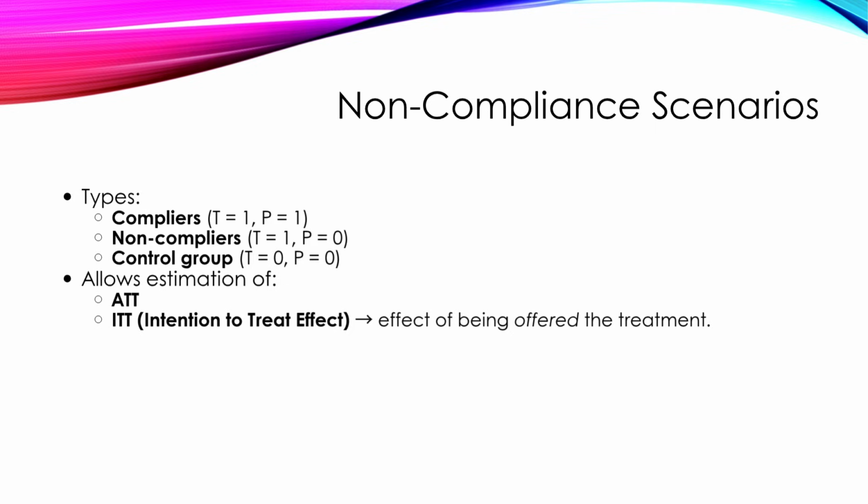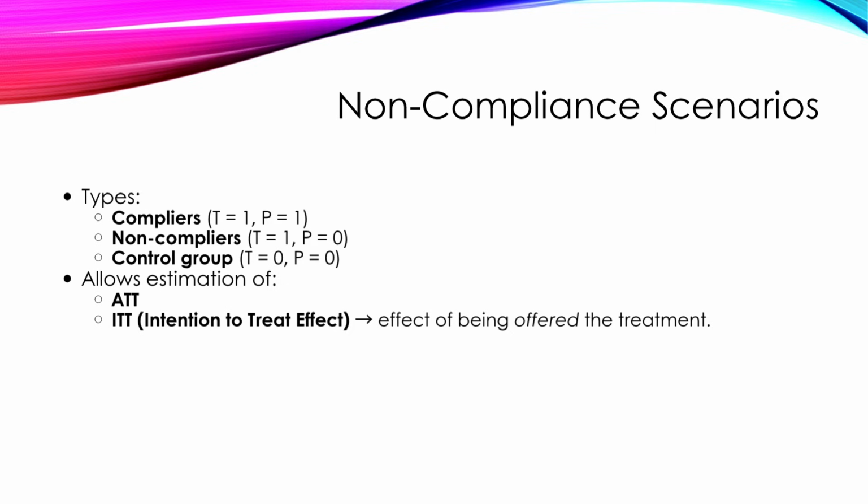Under random assignment, non-compliers in the treatment group, where T is equal to 1 but P is equal to 0, can proxy for the estimate of Y0 given that P is equal to 1, assuming their characteristics mirror compliers. And so we calculate the ATT as follows. The ATT is equal to the difference of Y given that T is equal to 1 minus Y given that T is equal to 0 divided by P given that T is equal to 1. And this is the proportion of people in the treatment group who take the treatment.